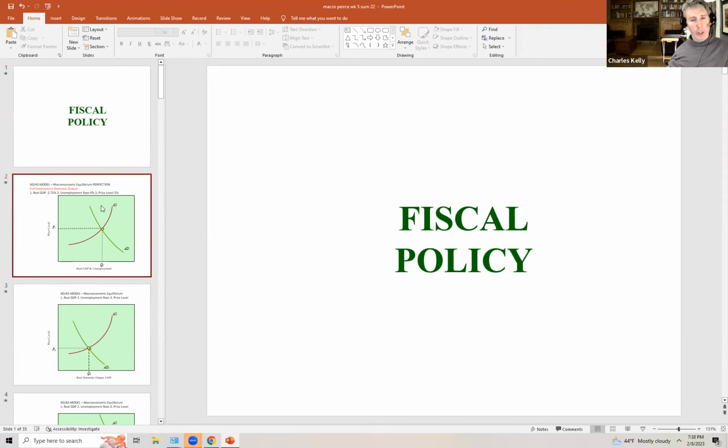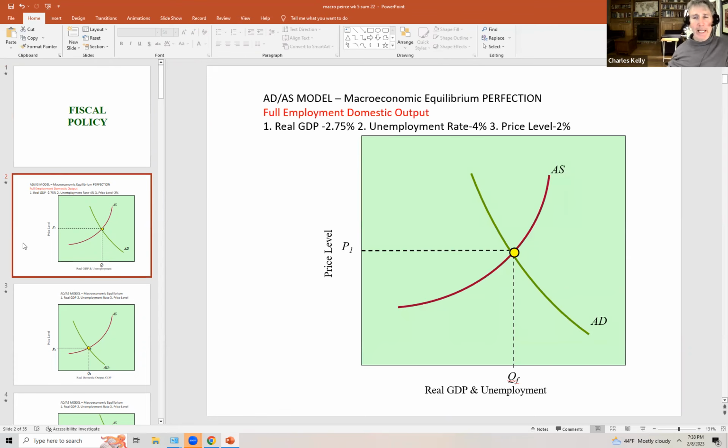For now, let's review what we learned last week. So we talked about Keynesian economics, and we're going to review that idea of the multiplier soon. And we talked about the aggregate demand, aggregate supply model of the economy. So let's review this all-important aggregate demand, aggregate supply model of the economy.